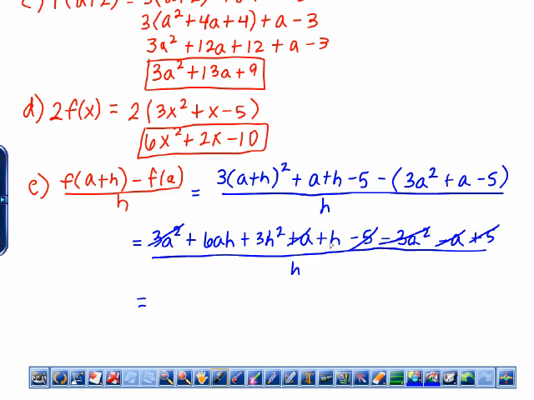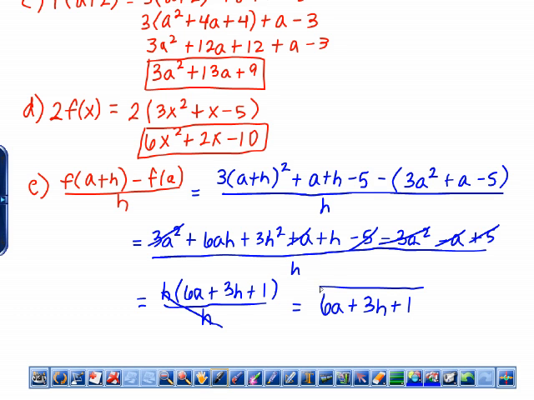And what you have left, if you notice, the 3 things left all have an h in them. So I'm going to factor out an h, and I get 6a plus 3h, and this last term would be plus 1, all over h. We have a cancellation there, and our final answer is 6a plus 3h plus 1.